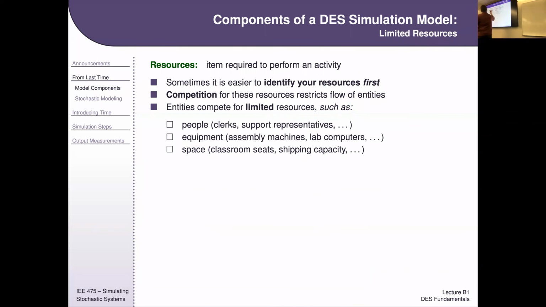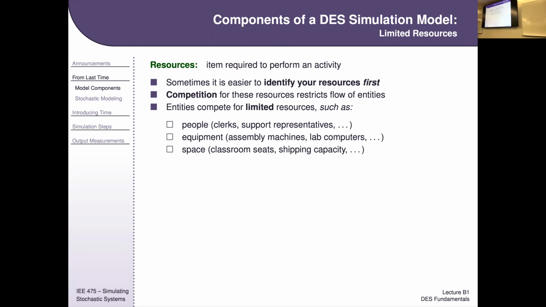Resources. This is a key feature of discrete event system simulation. This is the big part of the process-centric perspective: entities compete for resources. The only reason that entities get slowed down is because they need access to a resource and that resource is not available. Usually it's not available because another entity is using it. And so we have competition for these resources.